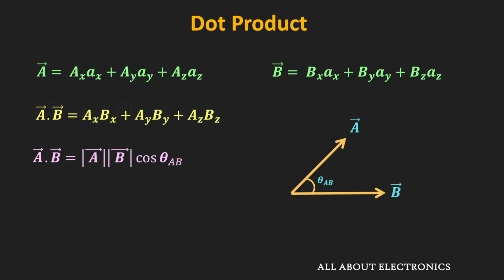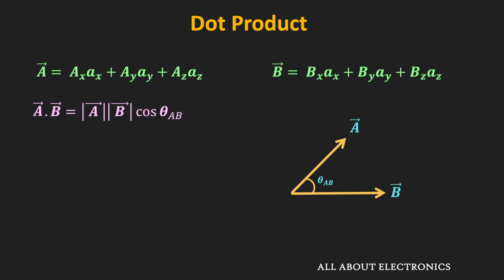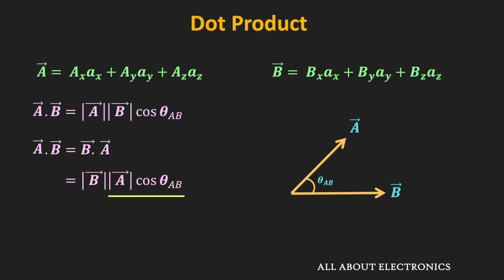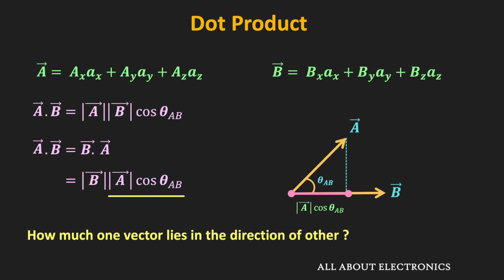Here the dot product is commutative. That means we can say that A dot B is the same as B dot A. And as per the definition, that is equal to b times a times cos of theta AB. If you see, this a cos theta AB is nothing but the projection of the vector a on the vector b. So it signifies how much one vector lies in the direction of the other vector.